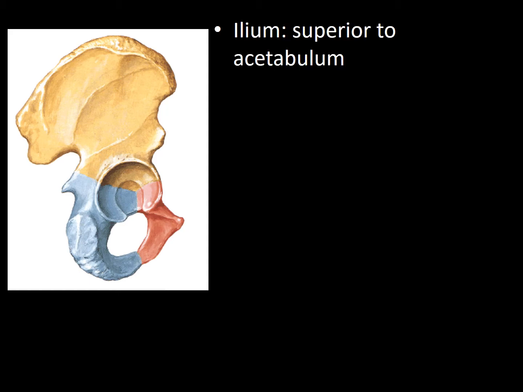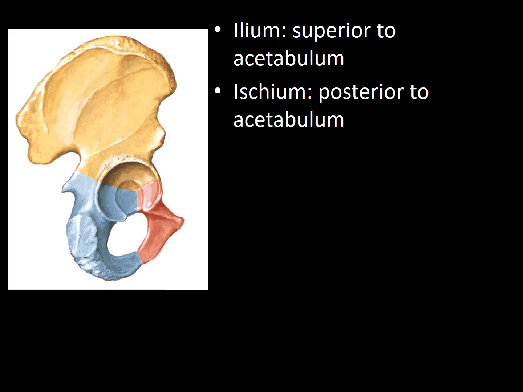When we look at the os coxa as a whole, we can divide it into three actual separate bones. The ilium is the superior bone, so it's shaded here in yellow. The ischium is posterior to the acetabulum, it's shaded here in blue, and the pubis is anterior to the acetabulum, it's shaded here in pink. Now, these three bones fuse together permanently in adults, so you do not find them as separate pieces unless they break. But developmentally they are separate, so we talk about them as separate bones, I guess you could say, or separate features of the bone.